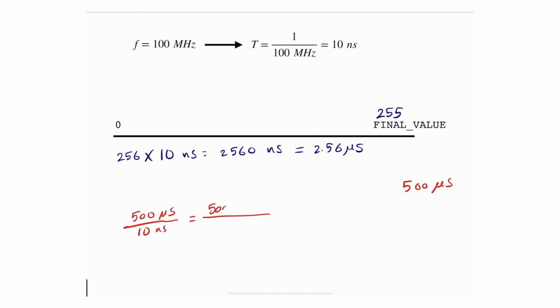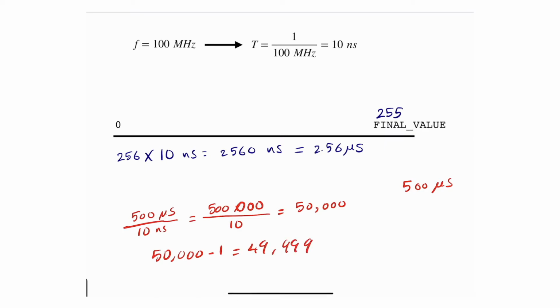So for the 500 to go to nanoseconds, I need to multiply it by 1,000, so that becomes 500,000 divided by 10. The answer is 50,000. So I need a counter that goes for 50,000 counts. A counter that goes between here and here for 50,000 counts will last exactly 500 microseconds. So the final value I'm after, like what we did in here, where this one counts 256 because it goes from 0 to 255, is the same thing. We need to create a counter that goes to 50,000 minus 1, which is 49,999. And that's the counter we're after.